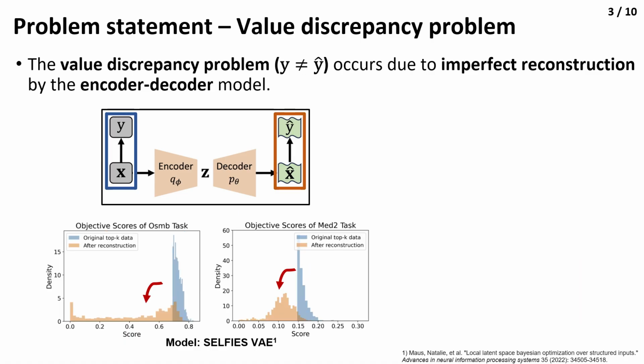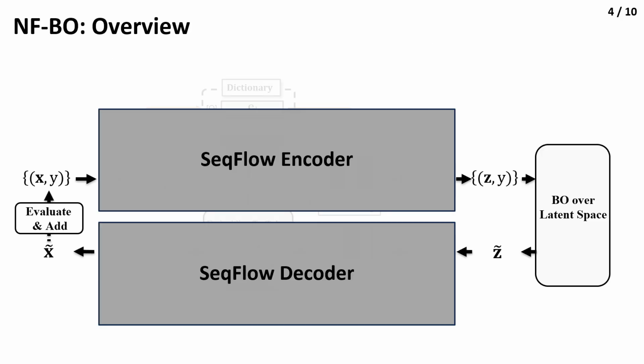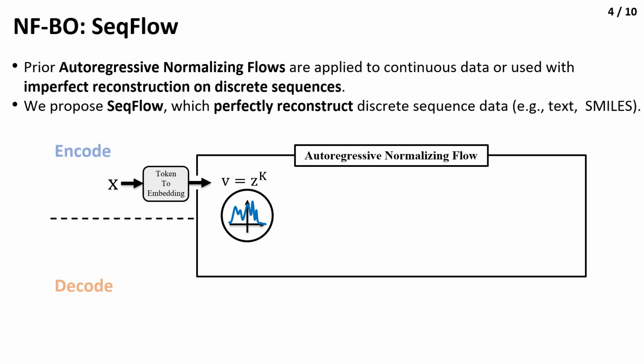And we can resolve this problem with normalizing flows. They use the flow and its inverse operation to map between spaces. Our overall NFBO process works as in the figure, which is similar to the latent Bayesian optimization process: encoding, BO over latent space, and decoding, evaluation. At first, let's take a closer look at SeqFlow.